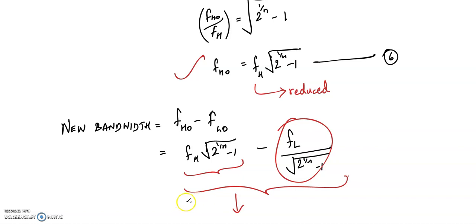This is the effect of multi-stage or cascading on voltage gain as well as bandwidth. So that's it for this topic.